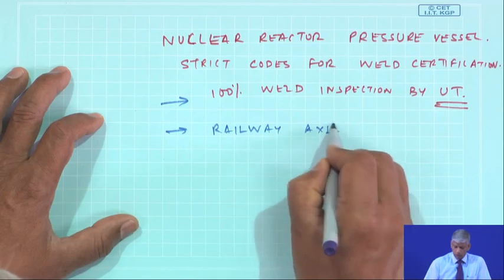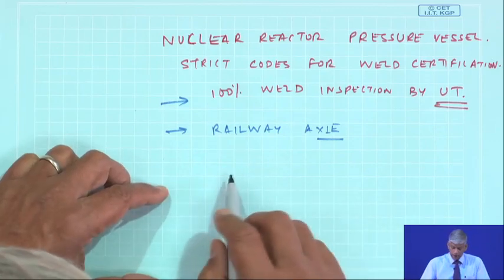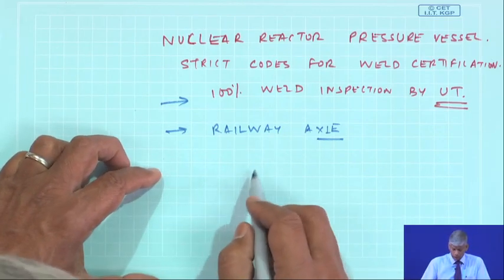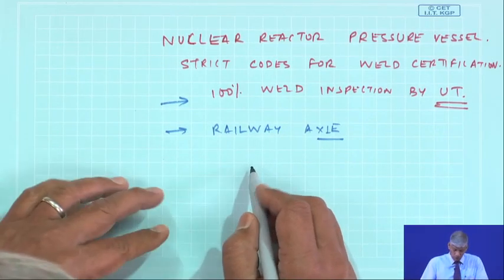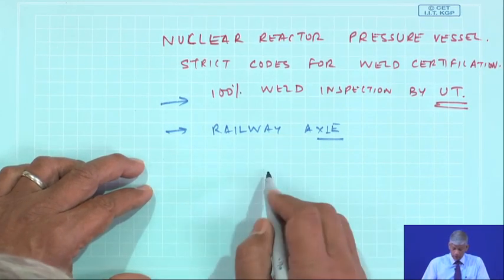So, if there was a defect in the axle, this could be scanned and so on. And today, in fact, the idea is we can have such ultrasonic probes.